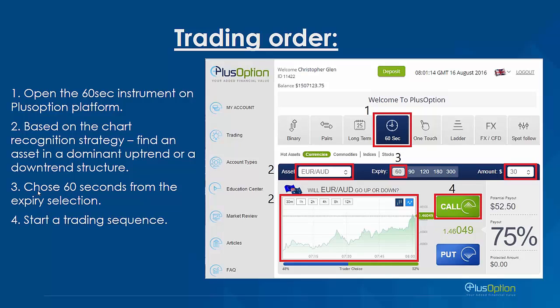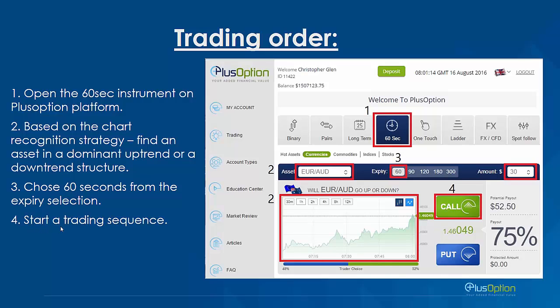The third thing that we're going to do, again I remind you, we opened the 60-second instrument on our platform. We went forward and looked for an asset that has a potential for a dominant uptrend or a downtrend. And the next thing, we choose 60-second from the expiry selection. Over here you can see the expiries. We've got 1, 2, 3, 4, 5 expiries. Just pay attention that it's on 60 seconds, because sometimes you're changing it to 120 or 180. Usually it's on 60 seconds. That's the base once you're opening the 60-second instrument.